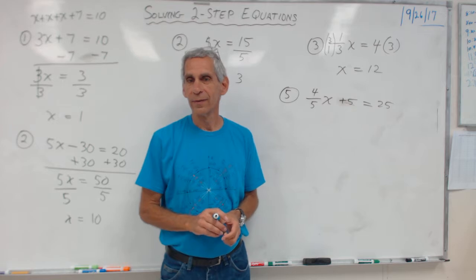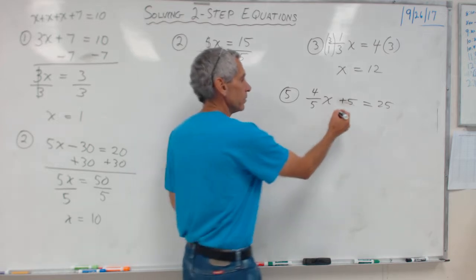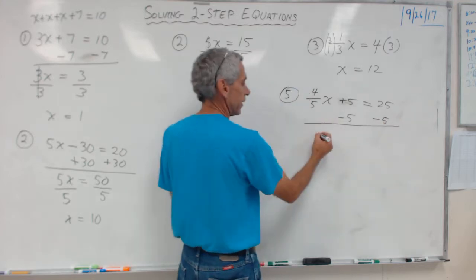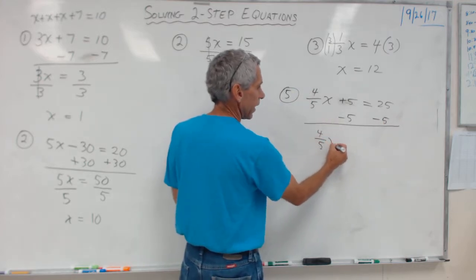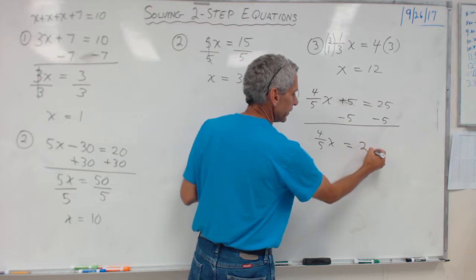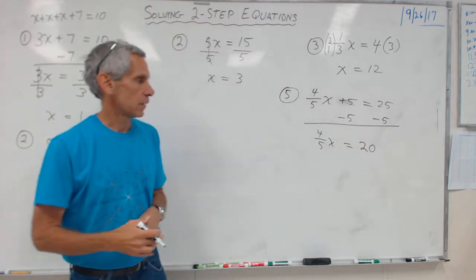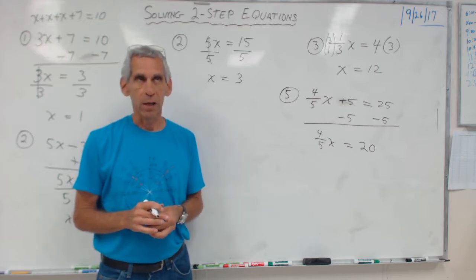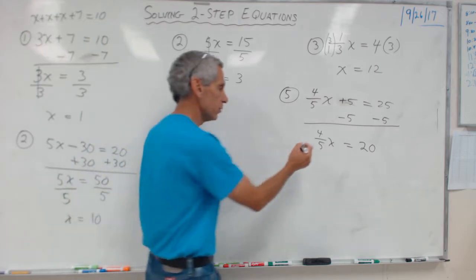Yes. First, you would subtract 5 from each side. So I'm going to subtract 5 from each side. I now have 4/5 x is equal to 20. Now, which way do you want me to use? Do you want me to use the reciprocal method? Let's do it.